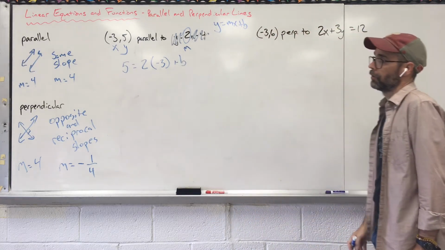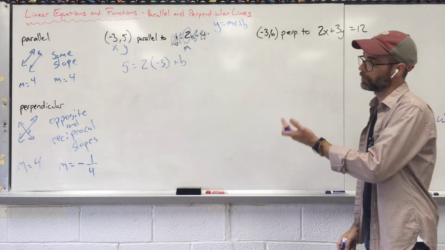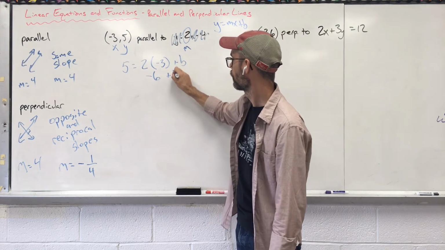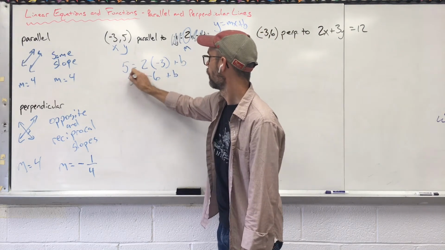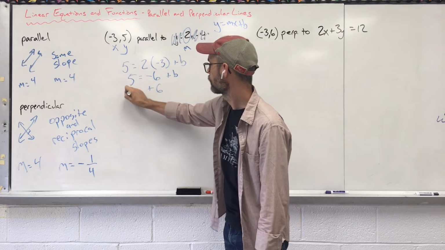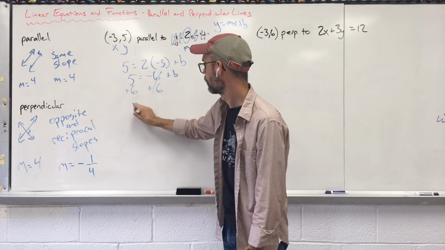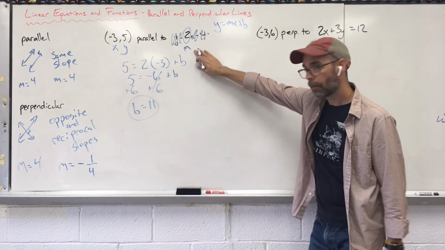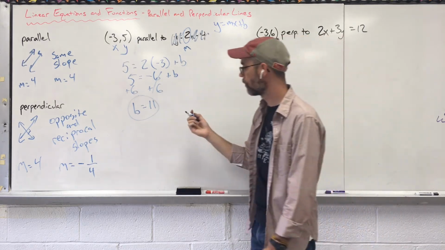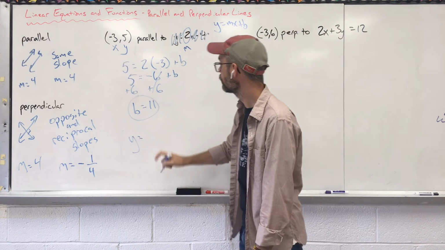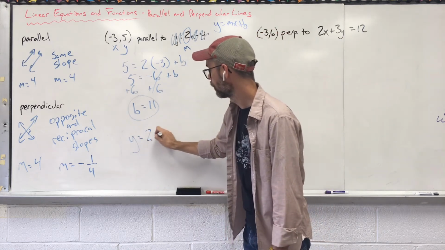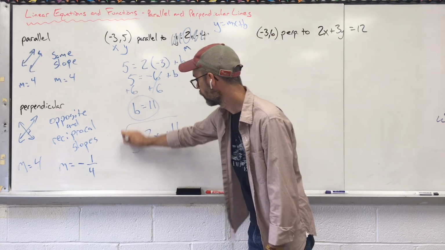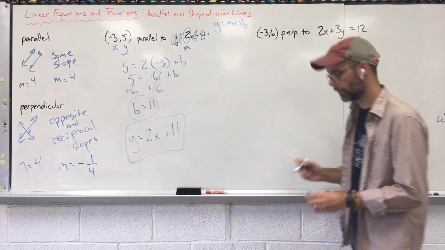All right, so the only thing we can do to get b alone is multiply that 2 and 3 and then move that. So we get a -6. And then we're going to add 6. Okay, we have b, we have m. Write an equation given those two things. So y equals mx plus b. There's your equation.